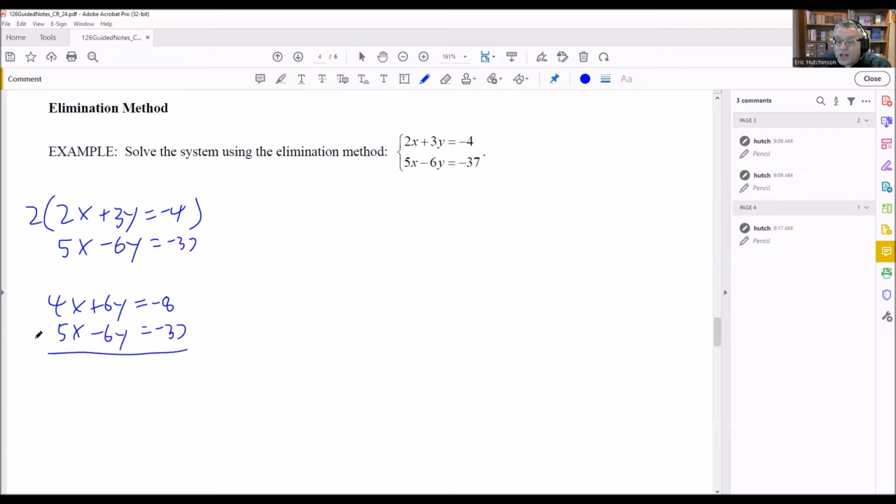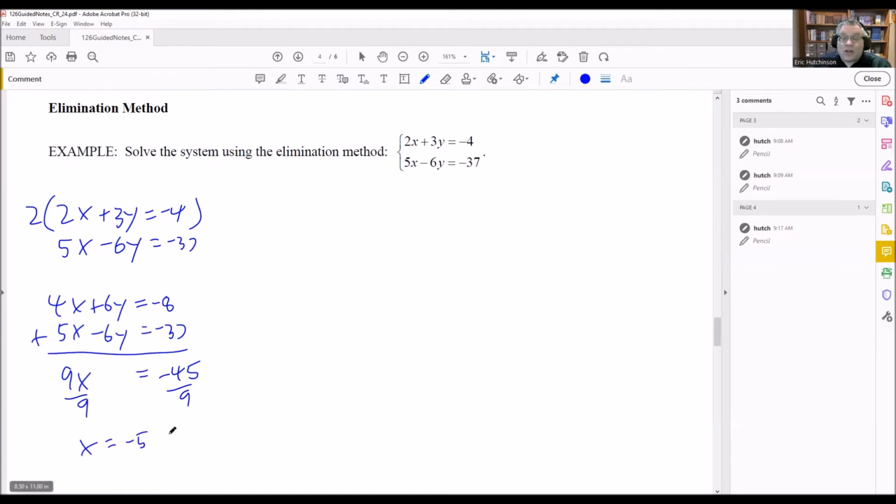From here, you're just going to add the equations together. And by adding that together, notice that you get the y's to cancel, which is the whole idea. You get 9x, that cancels. And then you have -8 and -37. Add that together, and you're going to get -45 for that. All right, so now we're going to divide both sides by 9, and we get x is equal to -5.